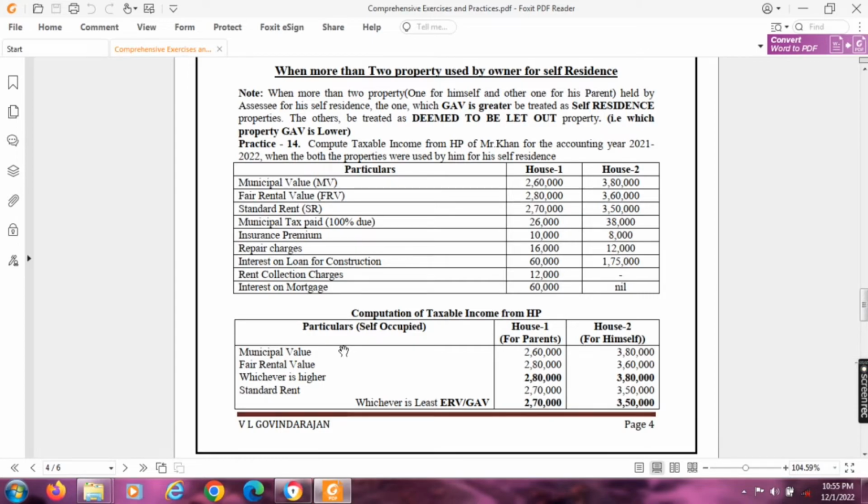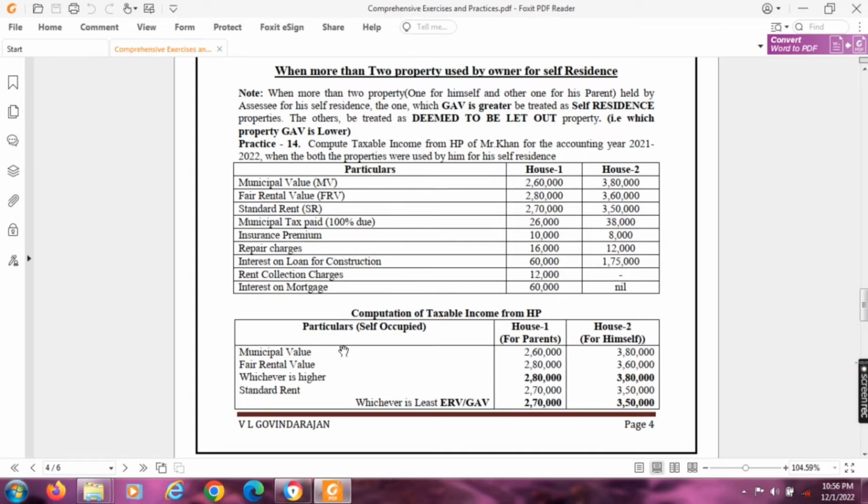Insurance premium unwanted, repair charges unwanted, interest on loan for concession, this one required. For the first house 60,000, for the second house 1,75,000. Rent collection charges unwanted, interest on mortgage also unwanted. Interest on mortgage always unwanted. Interest on loan taken only for the purpose of purchase or construction or repairs or renewals, only required for tax computation adjustments. Let me start the answer. Say municipal value, fair rent, whichever is higher, I have to compare that value with the standard rent.